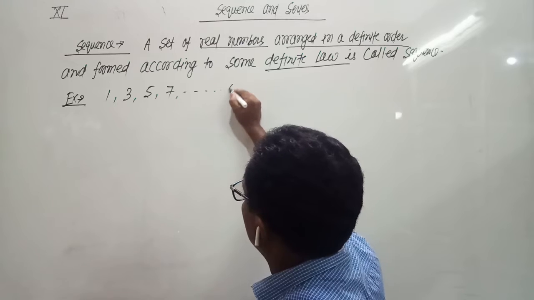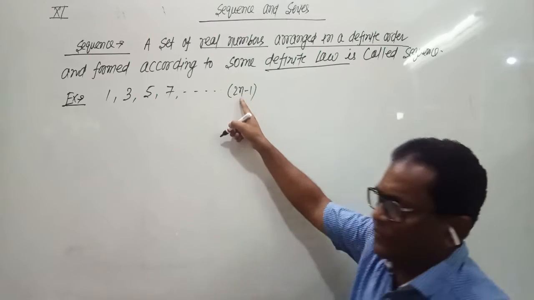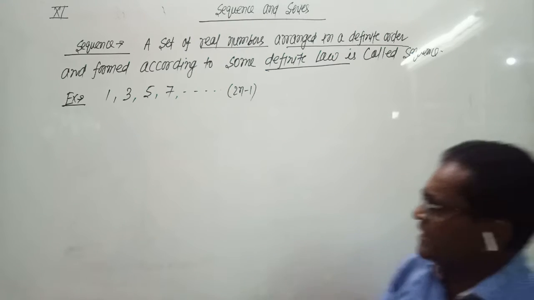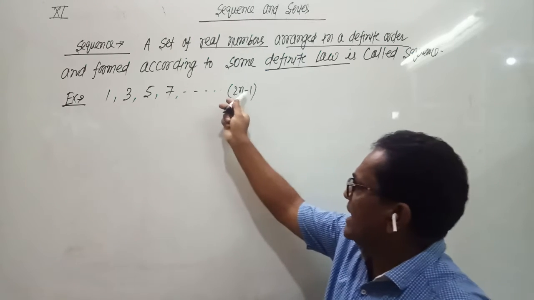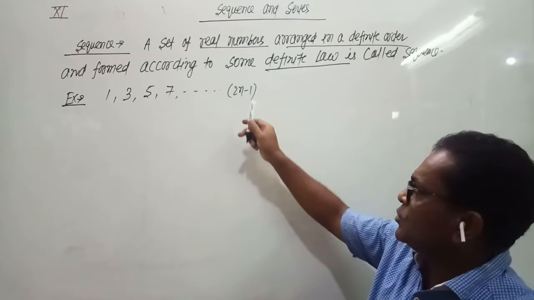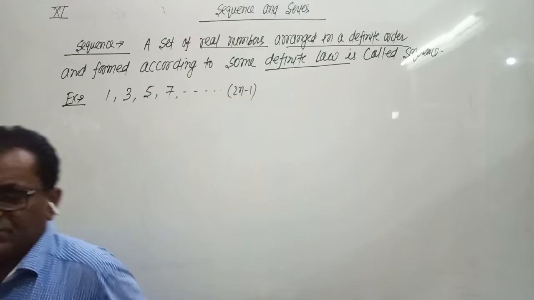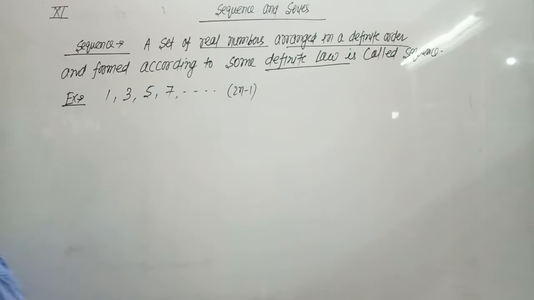Its nth term will be 2n minus 1. When we put n equals 1, we get the first term. When we put n equals 2, we get the second term. And when we put n equals 3, we get the third term. So it is a sequence.